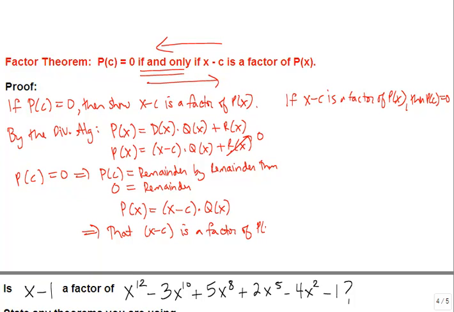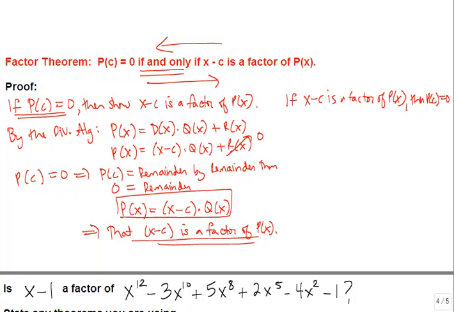Because what does it mean to be a factor? It means that factor times maybe some other stuff multiplies back into the original. So if something is a factor, that means it multiplies together with other things to give you back your original. And that's what this statement right here is saying. X minus c times some other stuff gives you back P of x. So x minus c is one of the factors of P of x. So we've just shown that if you assume that your P of c is 0, then x minus c must be a factor. Okay, now we're going to do a similar type proof, but going in the other direction.